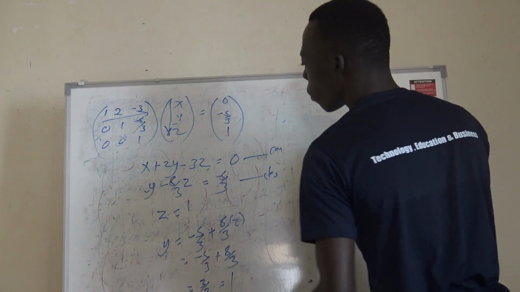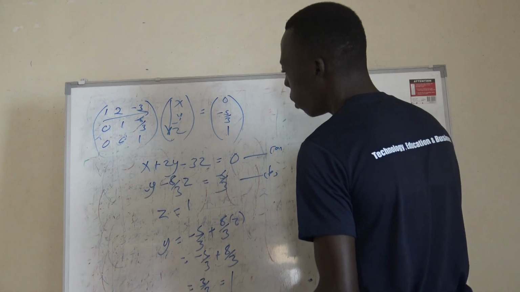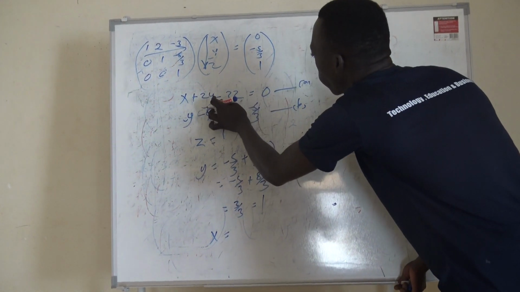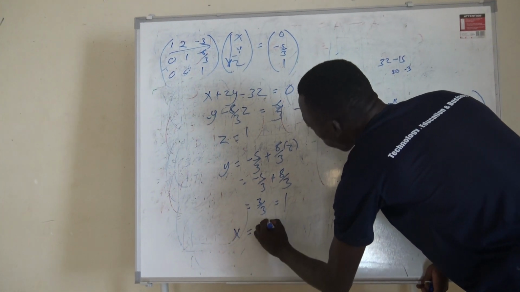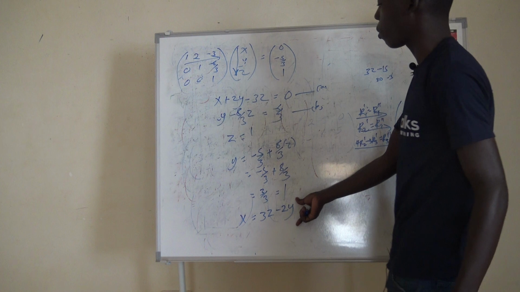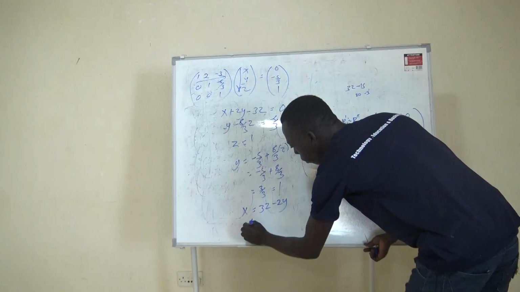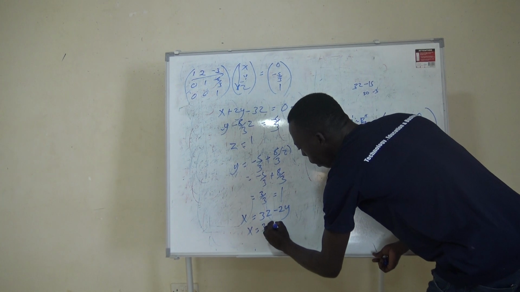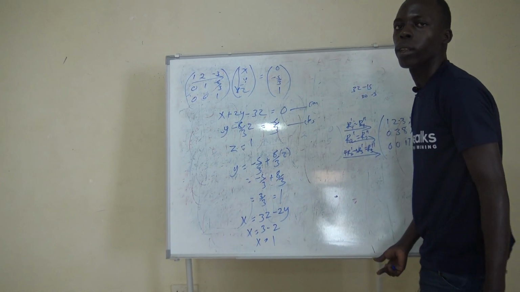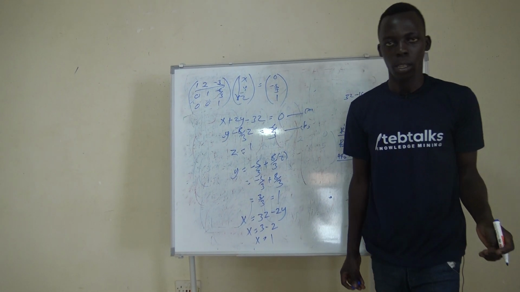So now from there also substitute in equation A, get the value of x. So x will be this one, when you take it the other side, to be 3z minus 2y. When you put in the values of z and y, we shall have that x equals 3 minus 2. So x becomes 1 as the answer. So that is it.